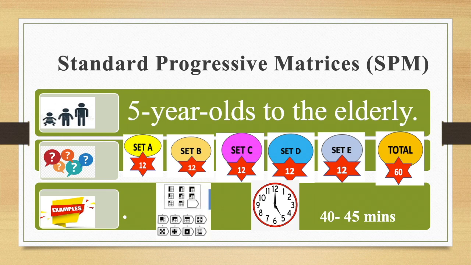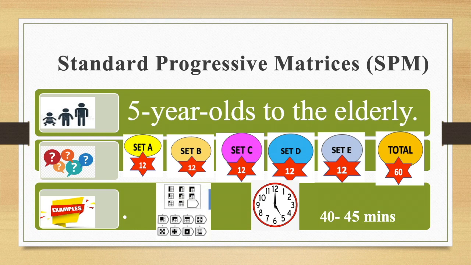Next is standard progressive matrices, short formed as SPM. In this, we have black figures against a white backdrop, and this is applicable to 5-year-olds to the elderly. The components of this test: there are 5 subparts: set A, set B, set C, set D, set E. Each subpart has 12 questions, totaling up to 60 questions in all.